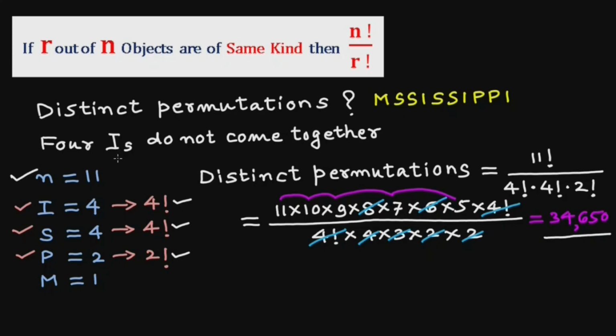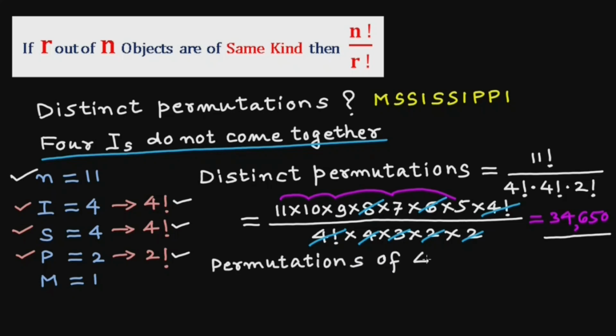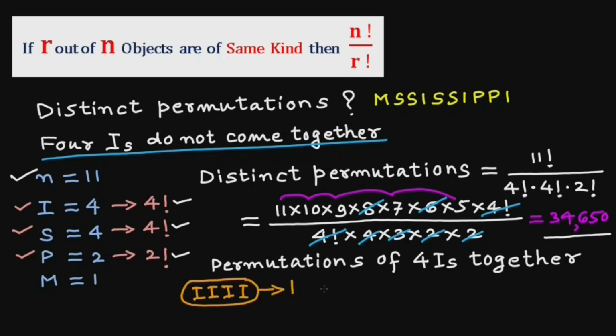But we have to find out the permutations when these 4 I's do not come together. So first we will find out permutations when 4 I's are together. We will consider the set of 4 I's together to be one single letter, plus 11 minus 4 I's, that is 7 letters. So the total letters to be arranged will be 8.